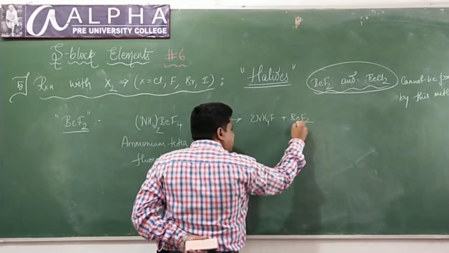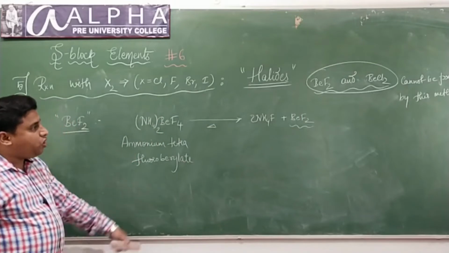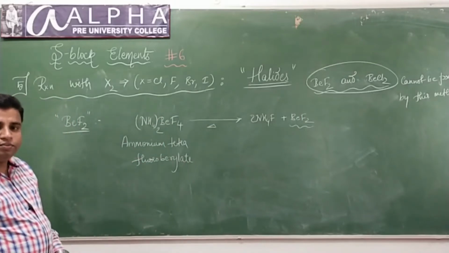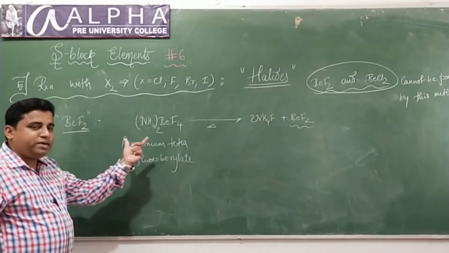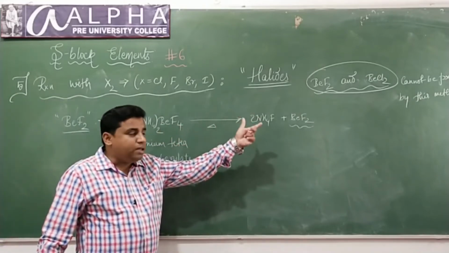See, when ammonium tetrafluoroberylate is decomposed, it gives ammonium fluoride plus beryllium fluoride, BeF2. Now we got beryllium fluoride. Are you getting my point? So when ammonium tetrafluoroberylate is decomposed, it gives beryllium fluoride.